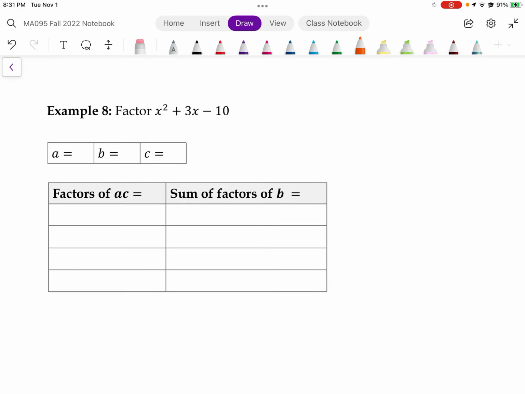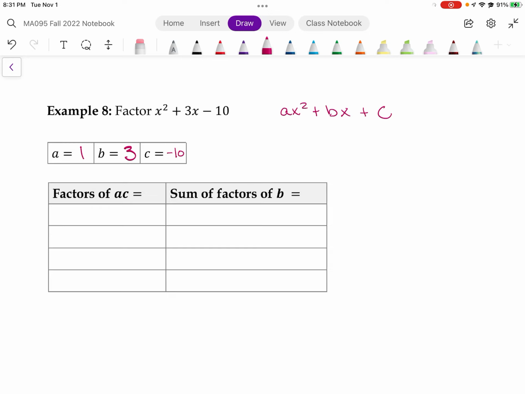All right, so first thing you've got to do is look for a, b, and c. So remember, this is ax squared plus bx plus c. All right, so in this case, what is a? Well, a is 1, in front of the x squared. What is b? It's in front of the x, that is 3. And what is c? Pause the video and think about it. C is going to be negative 10.